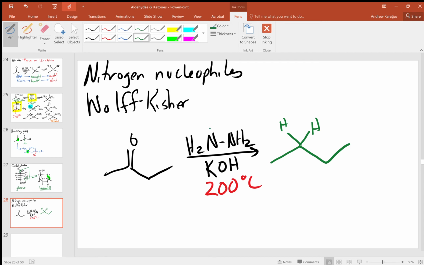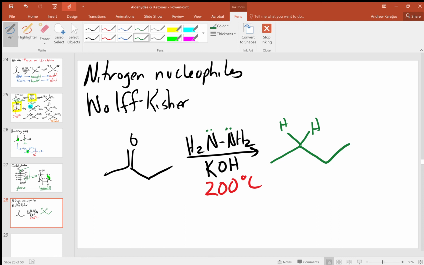Now, the hydrazine here is actually a surprisingly good nucleophile. And the reason for that is you have these two nitrogens right next to each other, and both of those nitrogens have lone pairs. And that's a situation the molecule doesn't really like. It doesn't really like having those lone pairs next to each other. And so it prompts one of them to want to donate its lone pair and react.